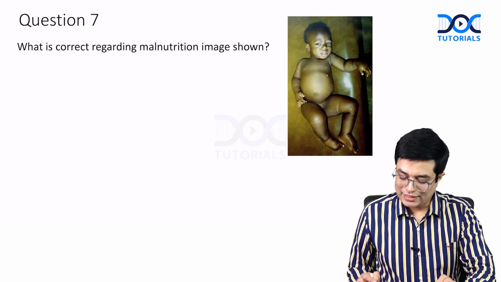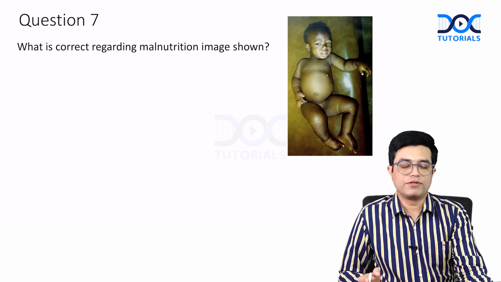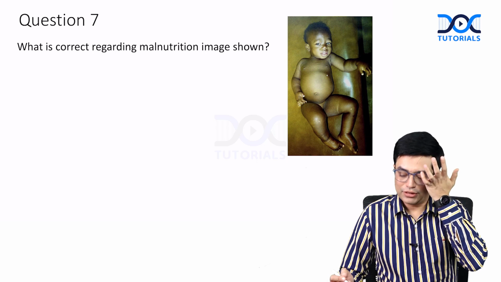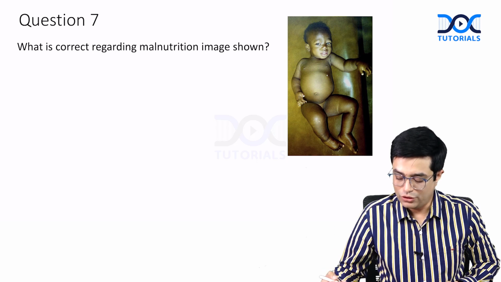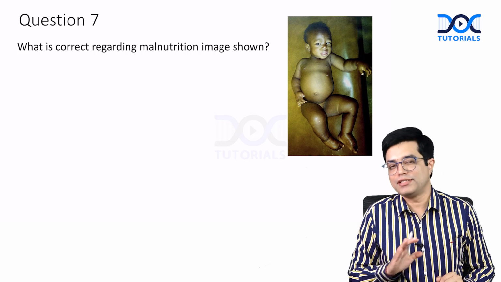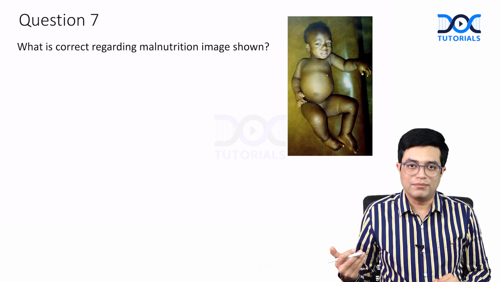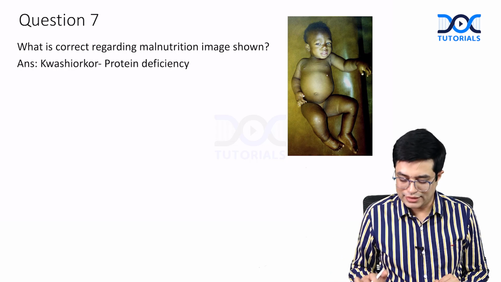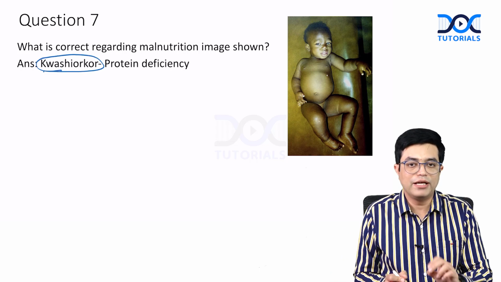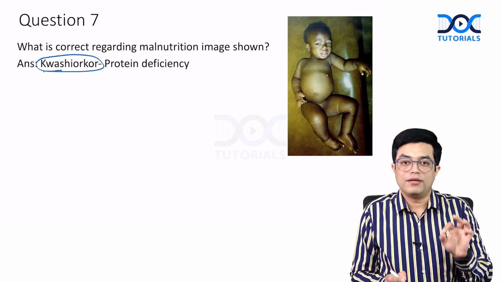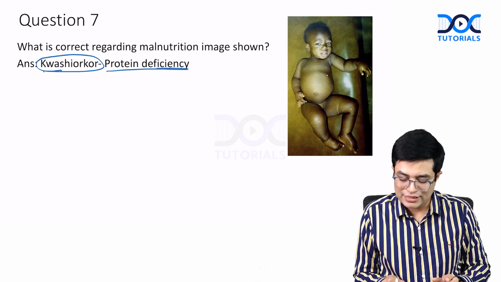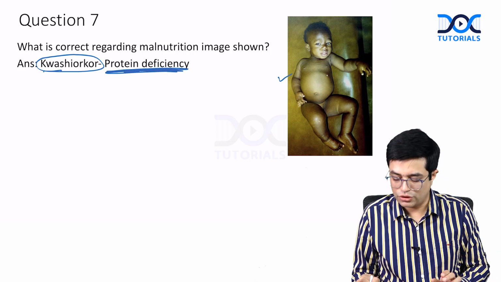Question number 7, what is correct regarding the malnutrition image shown? I don't know what the image was, but students said that if you have to identify a child with pot belly with edema in malnutrition, the answer is very simple. It's an often repeated question: that is kwashiorkor, which is edematous, maladaptive malnutrition. Calories may be suboptimal, but severe protein deficiency is the reason for kwashiorkor to develop.